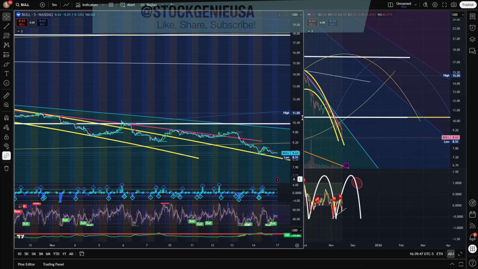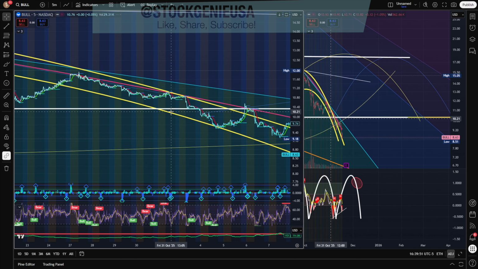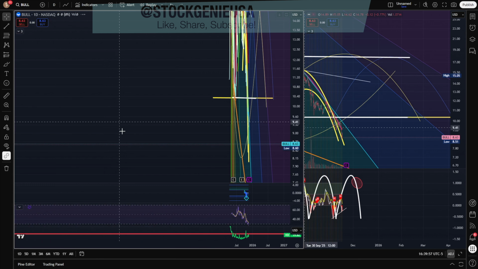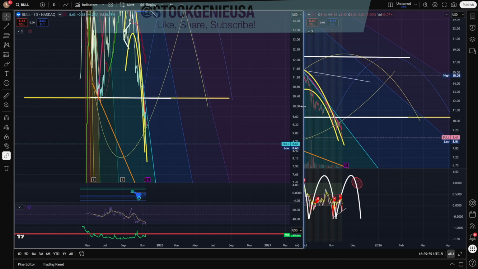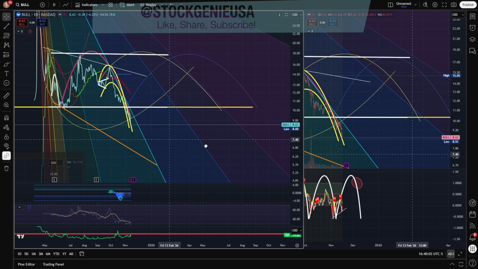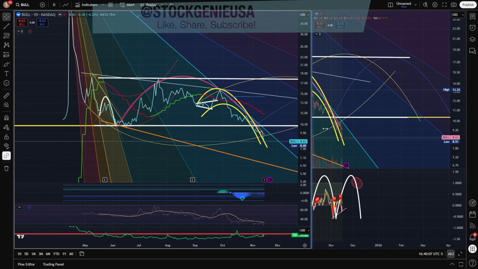It's a very frustrating trade. It's been a pain in the butt, but this is what a spring looks like. Unfortunately, I don't like the 5-minute time frame on this. It's completely pointless to look at. This is unfortunately what a spring looks like, right?